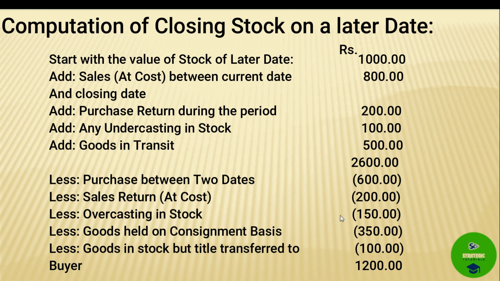Purchase return, add during the period, add any undercasting of stock, add goods in transit. Now we have to less purchase between two dates, less sales return at cost, less overcasting of stock, less goods held on consignment basis, less goods in stock but title transferred to buyer. That means some invoices are already generated but stock has not been delivered. So from this formula, you will get the correct inventory valuation.